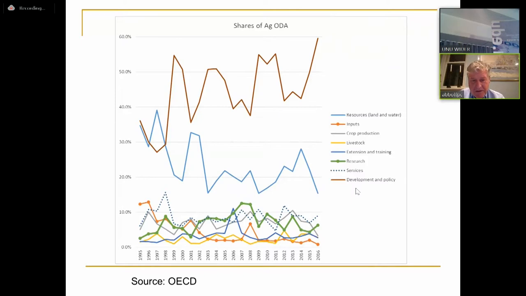The green line shows research, which peaks around 2008, and always has been a bit erratic and has come down over time. The orange line shows inputs, and we see since the mid-1990s, that's been coming down. The 2008 crisis brought a peak in inputs as lots of countries wanted fertilizer subsidies as a strategy, and then it settled back down to the level at or somewhat below where it was before.